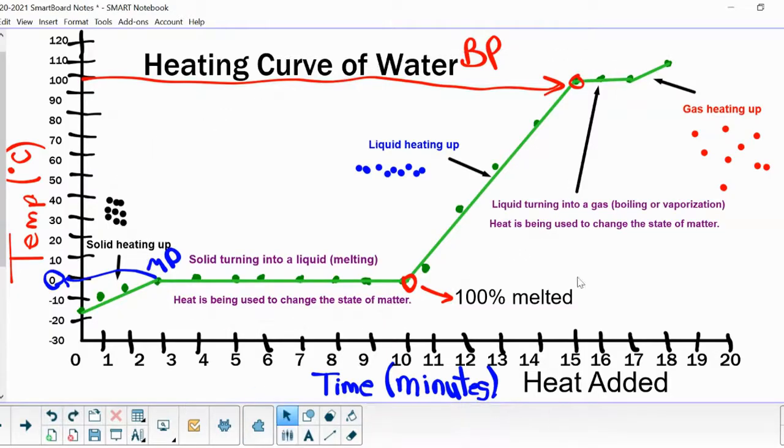But this is what's going on for heating curves. It's really just kind of looking at a graph and seeing what the differences are. Now again, it's not always going to be for water. It can be literally for any substance in the universe. Okay? But they all look the same. It's the same idea. But they're going to have different temperatures, different amounts of time with heat added.